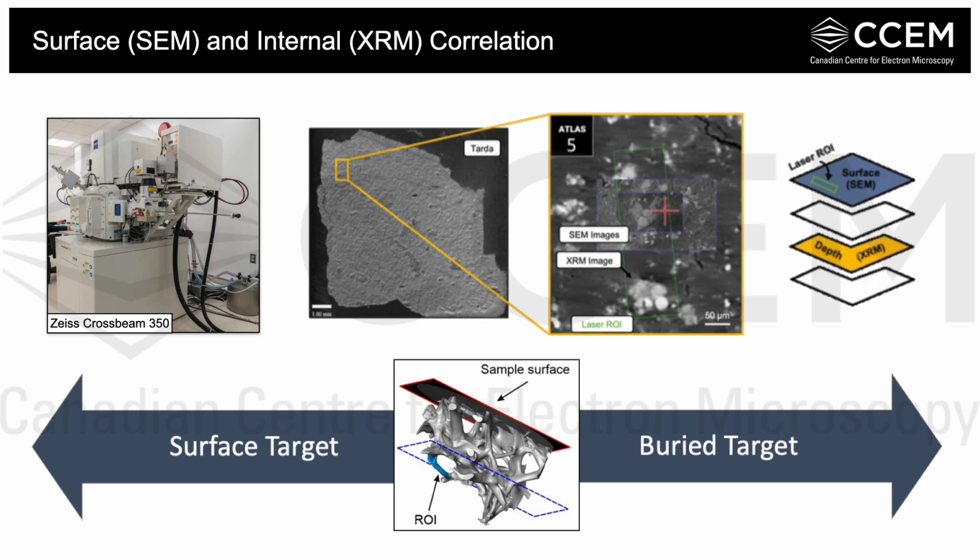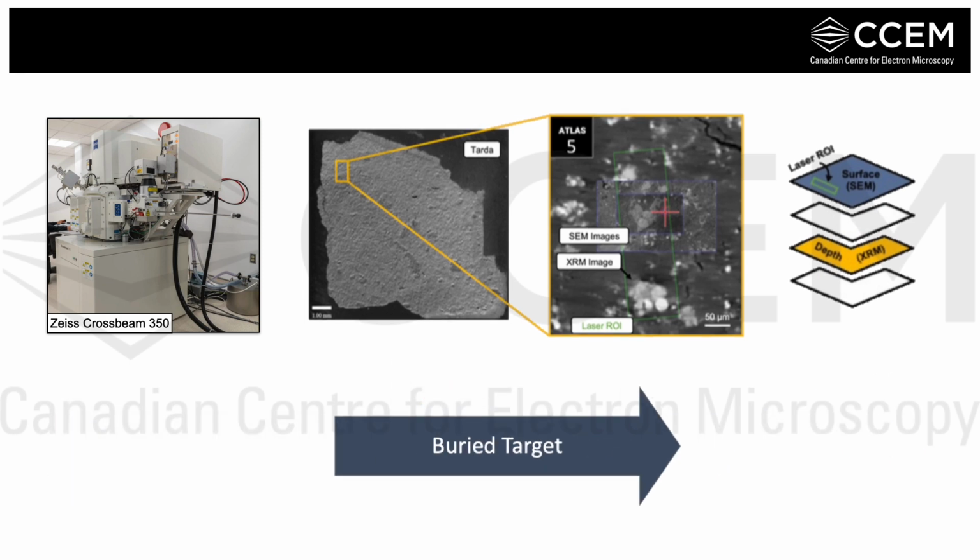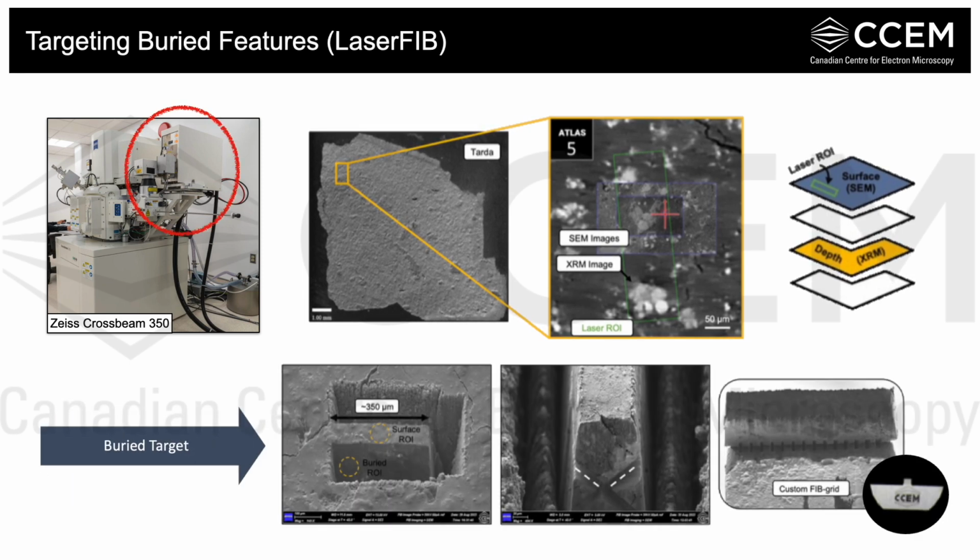Okay, so we've looked at targeting a surface feature, so now we can look at the alternative route where we target an internal feature at some depth in our material. And this feature would not normally be accessible, or it'd be very hard to target trying to use our traditional FIB procedures. But luckily, we have access to a laser FIB and our Atlas V software.